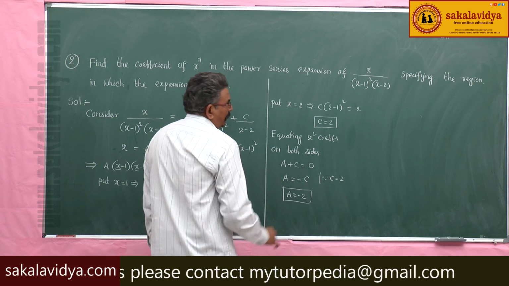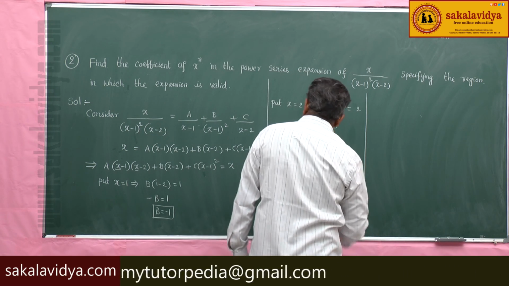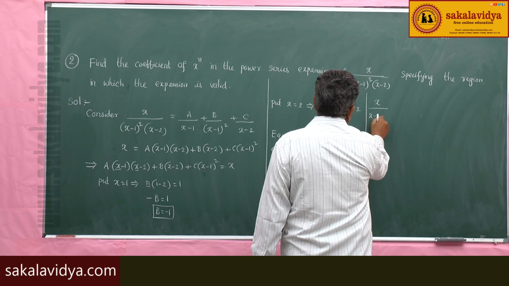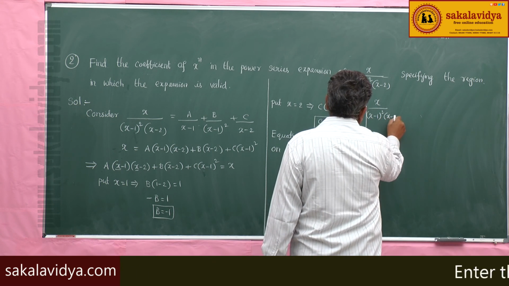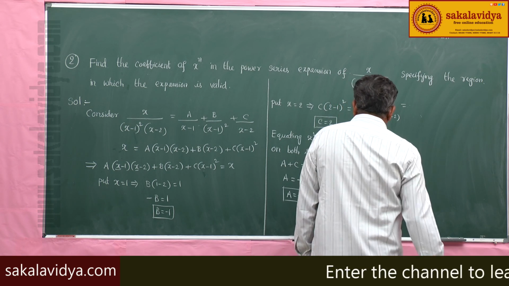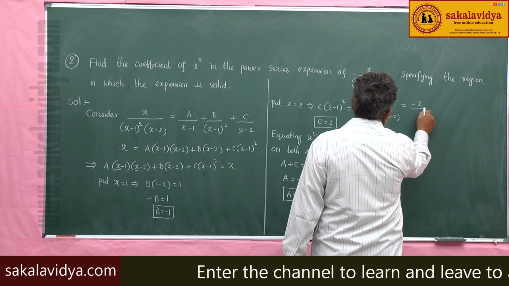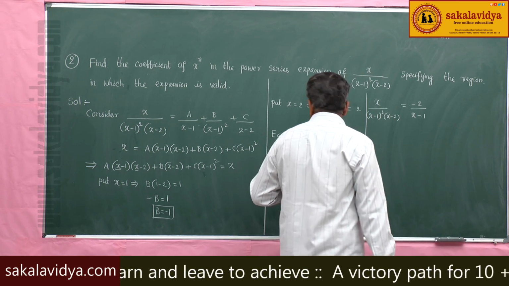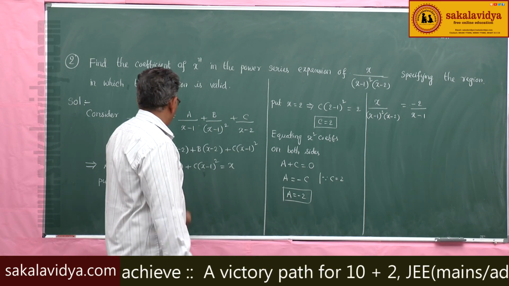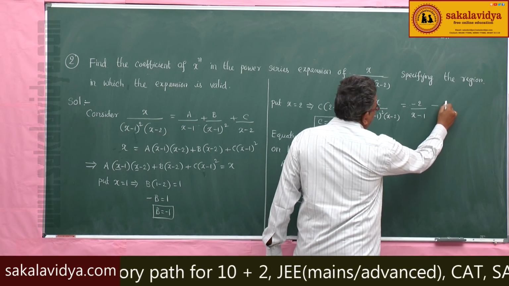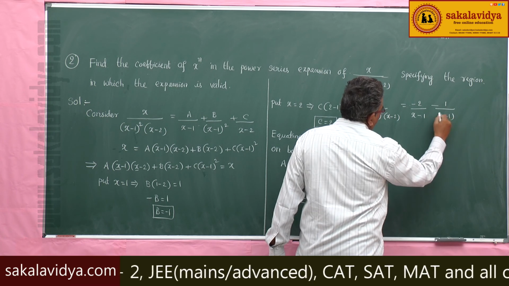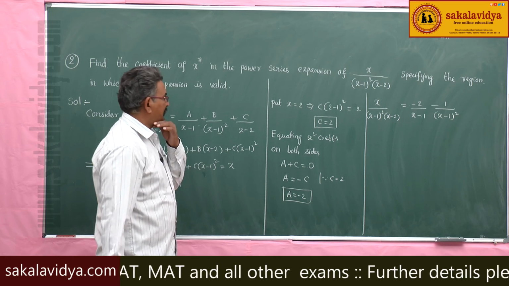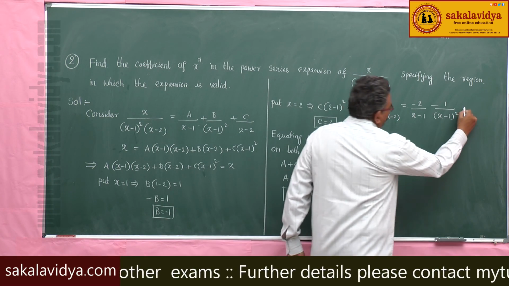Now we can write the partial fractions. So x by (x minus 1) whole square into (x minus 2) equals minus 2 by (x minus 1), next plus b, b means here minus 1, so minus 1 by (x minus 1) whole square, and c means here 2, so plus 2 by (x minus 2).